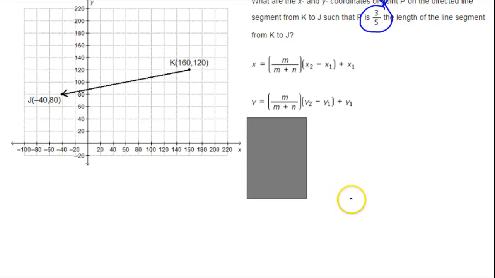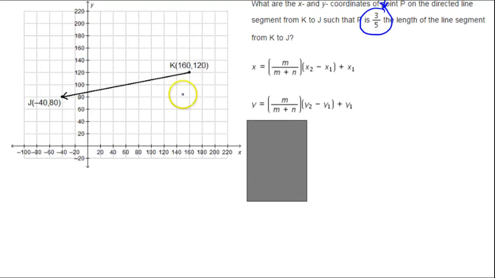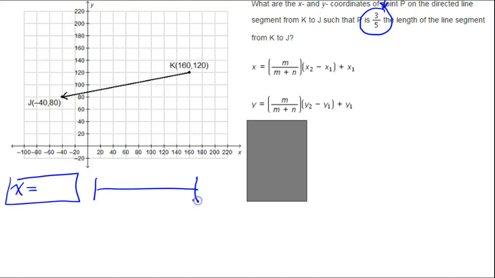This is problem number 9. So I like to do the x's and y's separately. So first I'm going to do the x's over here. Okay, so here's my x values. I've got -40 and I've got 160. Those are my x values. And this is j and this is k. And we're going from k to j. So I'm going in this direction. Okay, so keep that in mind.